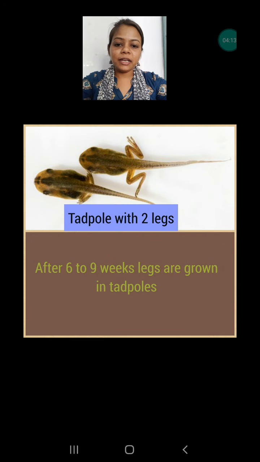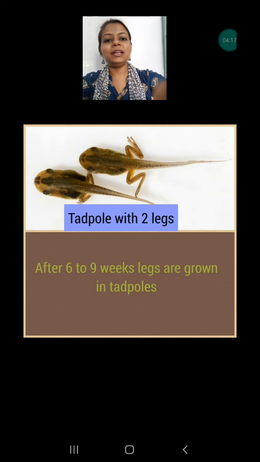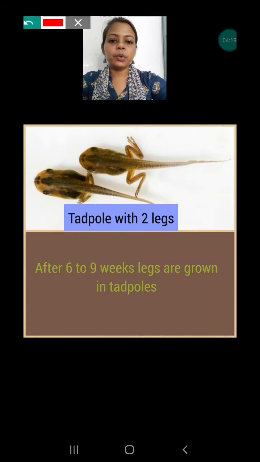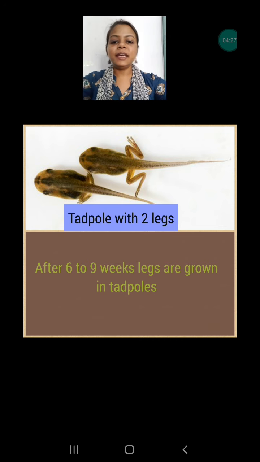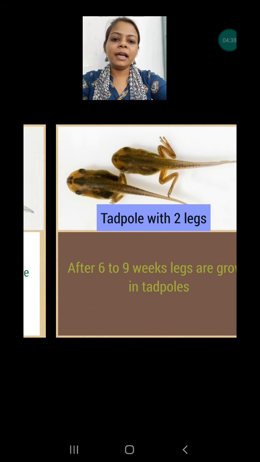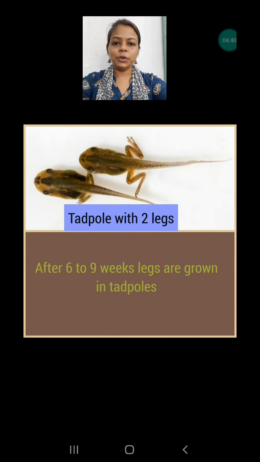After 6 to 9 weeks, the legs start coming out. The legs start growing in these tadpoles, as you can see. Here only 2 legs you can see. So after 6 to 9 weeks, legs have grown in the tadpole. They can swim in the water, but still the tadpole lives in the water, and this big tail helps them to swim in the water.